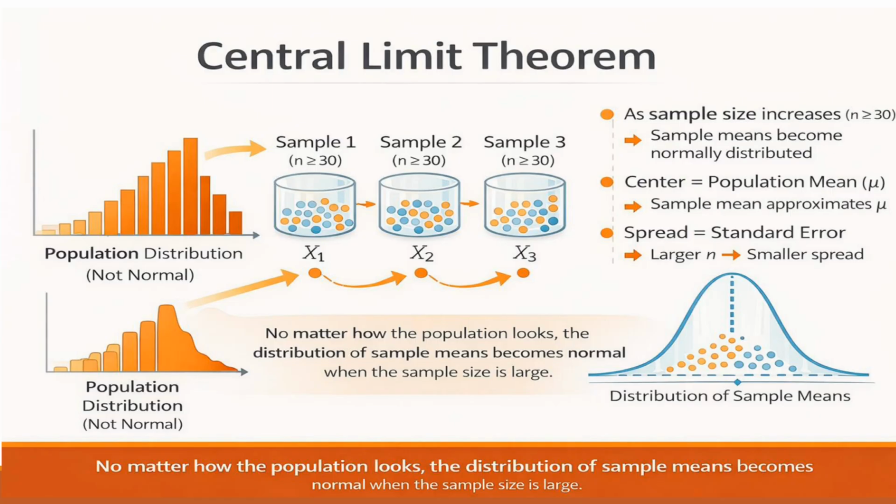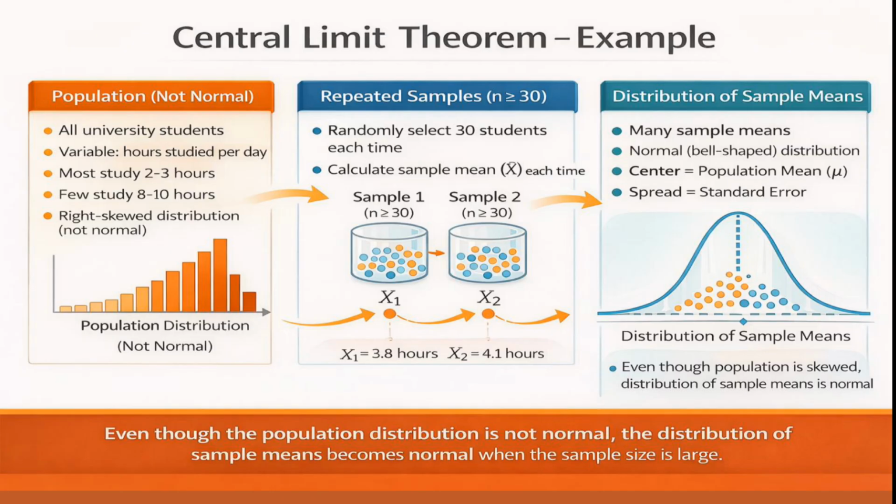The central limit theorem is very powerful. It says, when sample size is 30 or more, the distribution of sample means becomes normal, even if the population itself is not normal. This allows us to use confidence intervals and conduct hypothesis tests. CLT makes inferential statistics possible. Now let's understand the central limit theorem using a very simple and practical example shown on this slide. This is one of the most important ideas in statistics, so I'll explain it slowly and step by step.